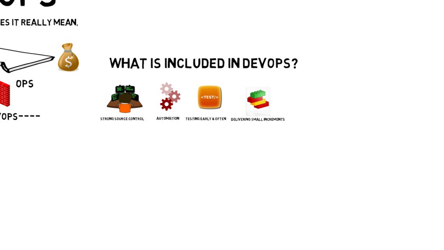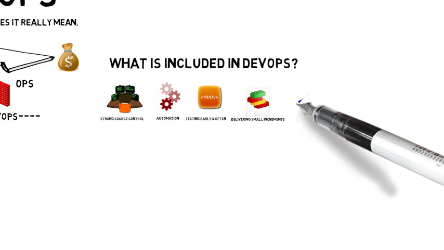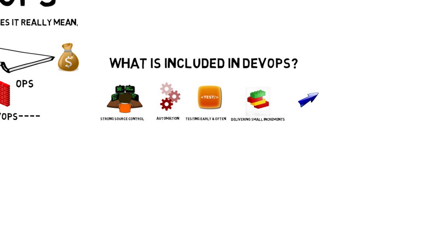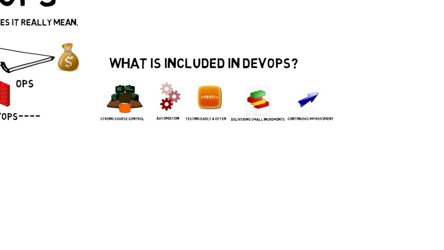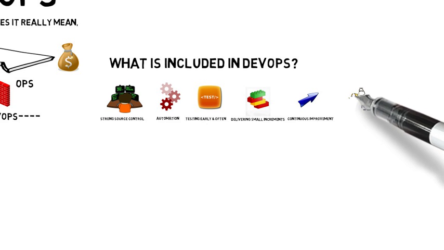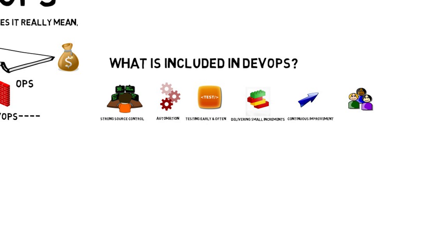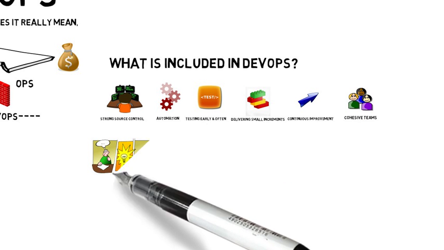Small increments of delivery. We have the idea of continuous improvement, or in a lean process, we would talk about that as Kaizen, continuous improvement. And we have cohesive teams that are working closely together in order to produce value, in order to get product out and to the customers in the market.